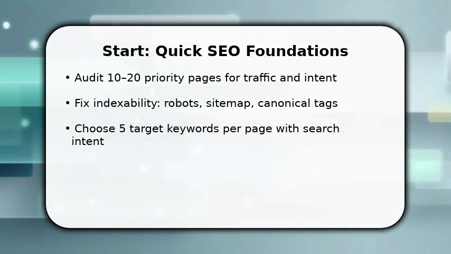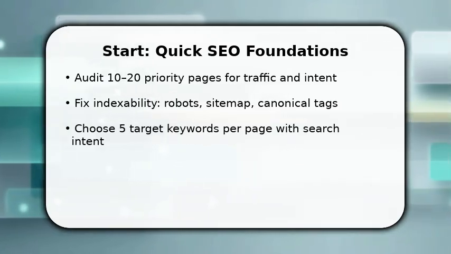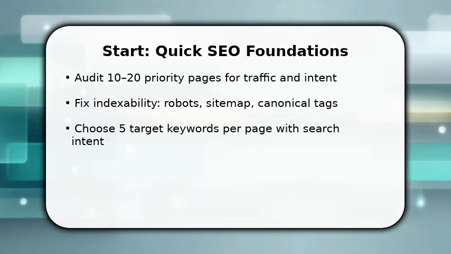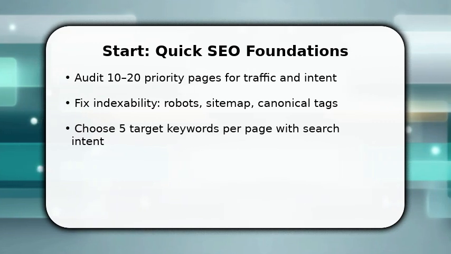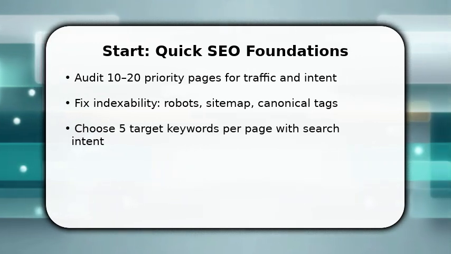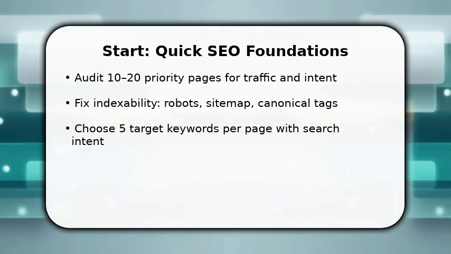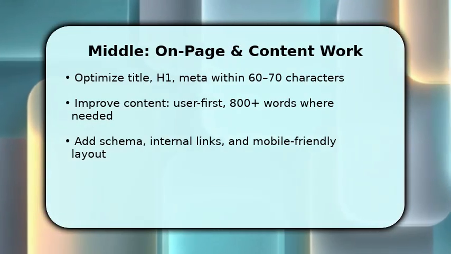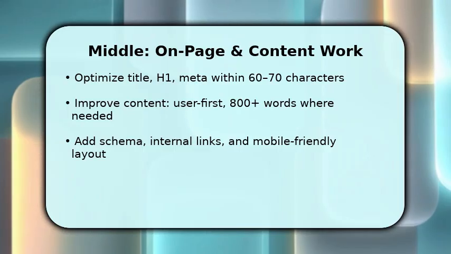Now choose 5 target keywords per page that match user intent. You want primary, secondary, and long-tail variations. Do this first to make later work efficient, because relevance and crawlability determine whether technical or content fixes will actually matter for rankings.